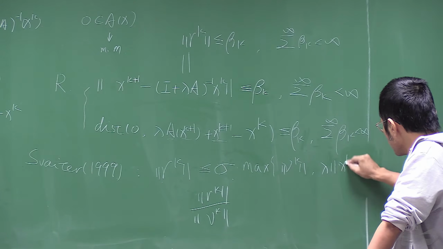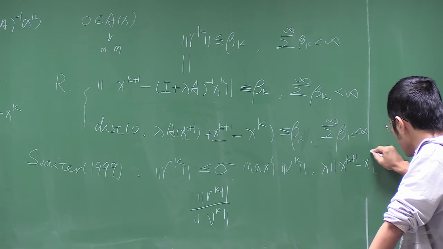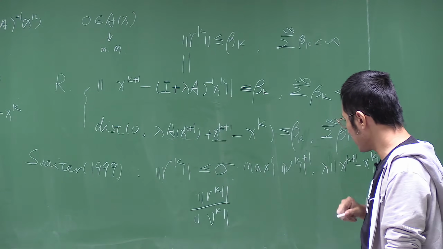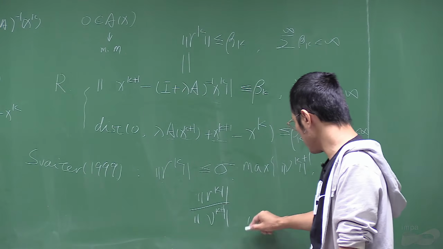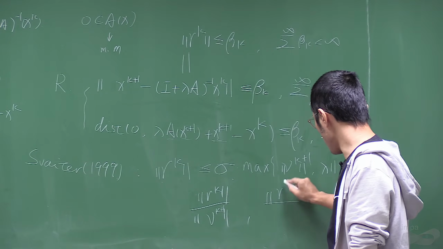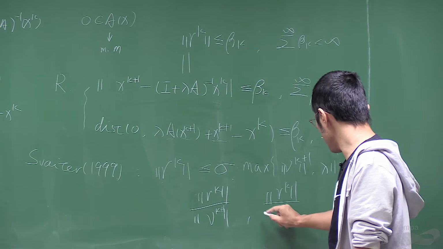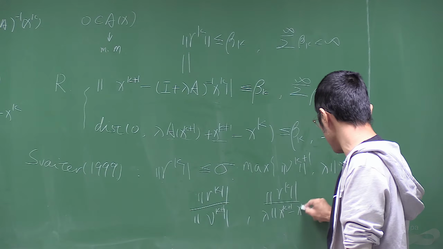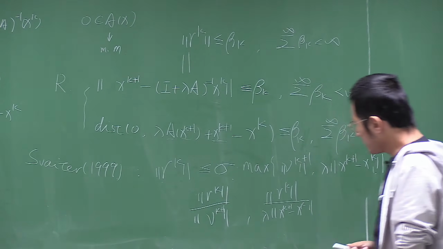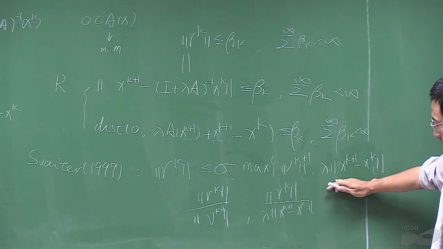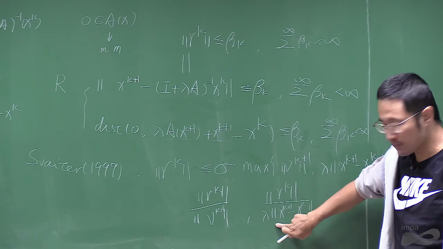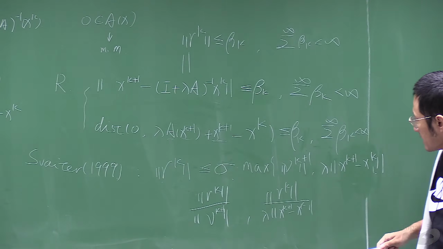Here should be xk plus 1 minus xk. And here is vk plus 1. Vk plus 1. Rk minus lambda times xk plus 1 minus xk. This is the relative error criterion proposed by Svaiter, which guarantees that these two terms are bounded.